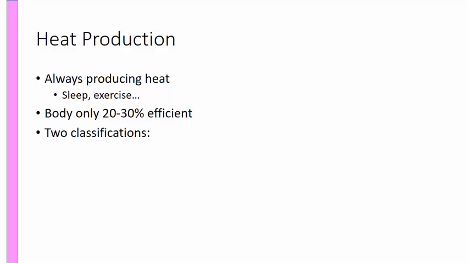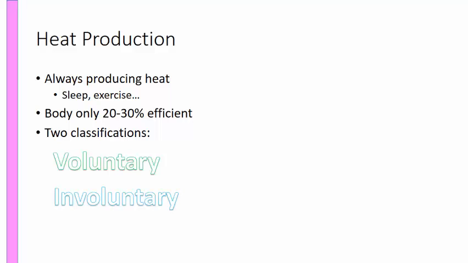and therefore we have a lot of heat production while we're exercising. And we have two different classifications of our heat production pathways. We have voluntary and involuntary heat production. Voluntary heat production is like exercise. So we are voluntarily increasing our heat production by causing lots of muscle contractions. Involuntary heat production are things like shivering or when we're releasing hormones.